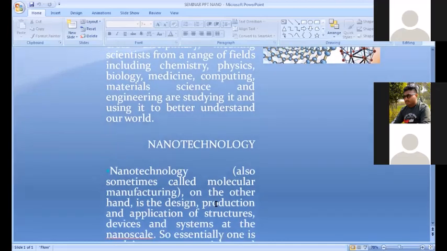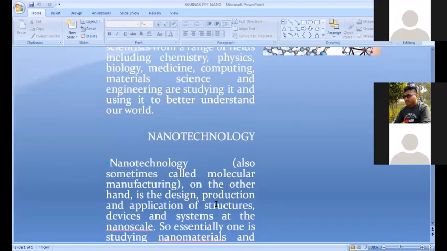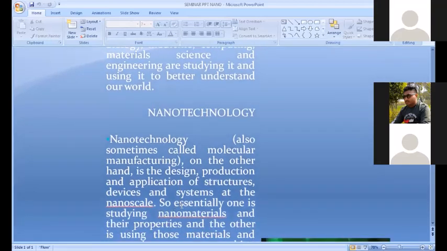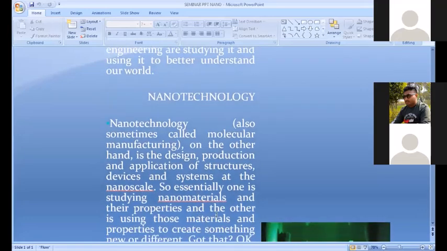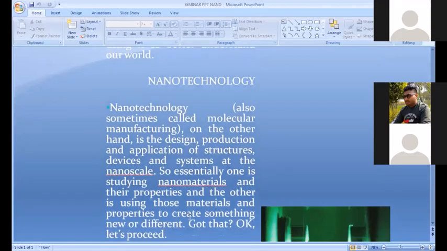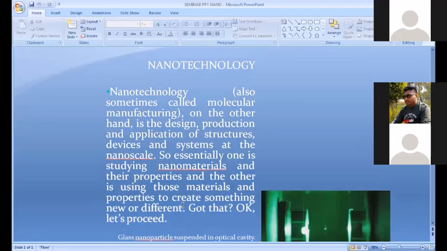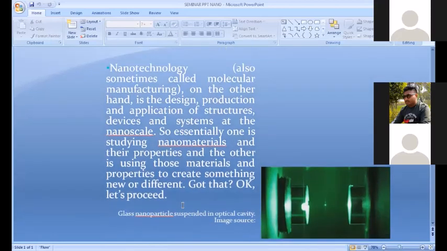Nanotechnology, also sometimes called molecular manufacturing, on the other hand, is the design, production and application of structures, devices and systems at the nanoscale. So, essentially, one is studying nanomaterials and their properties and the other is using those materials and properties to create something new or different. Got that? Okay, let's proceed.